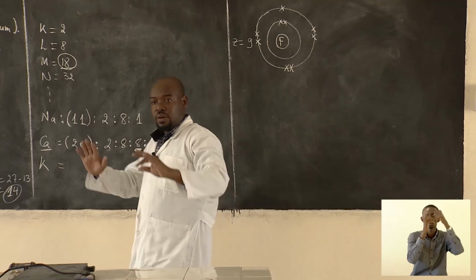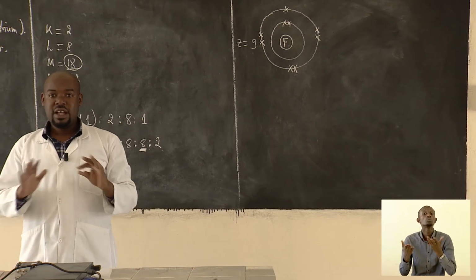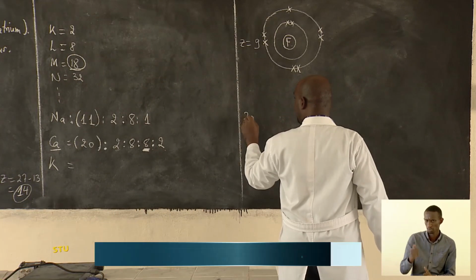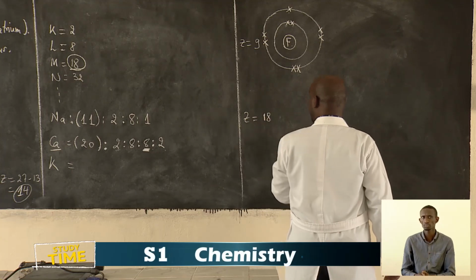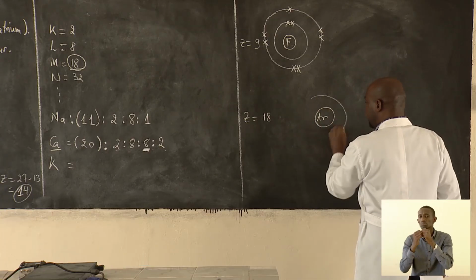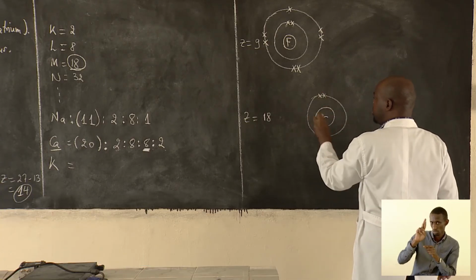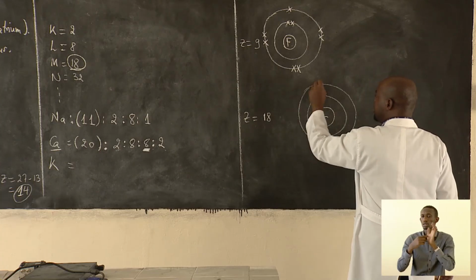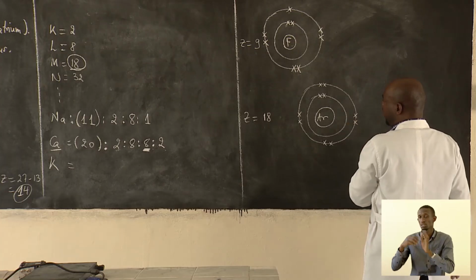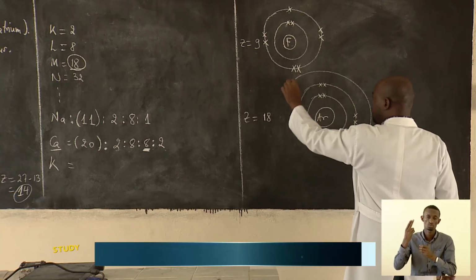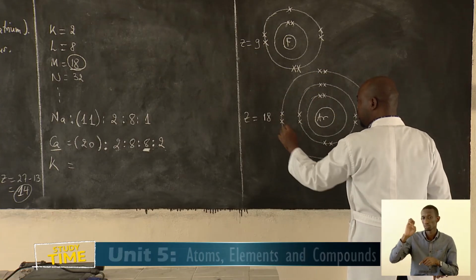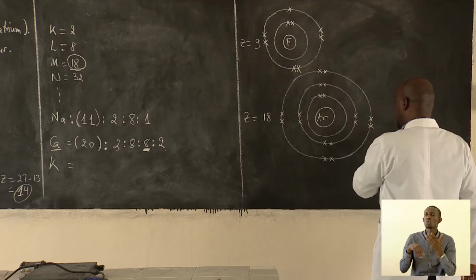So we are done with fluorine. That is how we represent fluorine. And the other one is argon. What is the atomic number for argon? It's 18. So we have argon here. This is the nucleus. The second represents the first energy level. And the third represents energy level number 2, which contains a maximum of 8 electrons. And this one is the outer energy level, which will also have 8 electrons to complete 18. And we are done.